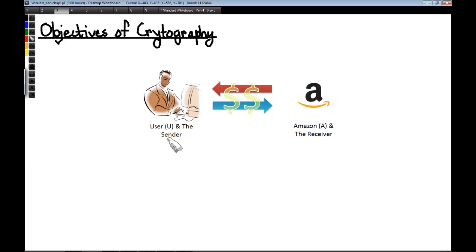First, let us assume there is a user called U who is the sender of the information, and he wants to buy something, suppose a favorite book, from Amazon, who is the receiver of all the information. So in this exchange of information, we see that this is mainly a transaction process that goes on between the two nodes. This is the first node and this is the second node. So how can the objectives of cryptography achieve a secure network?